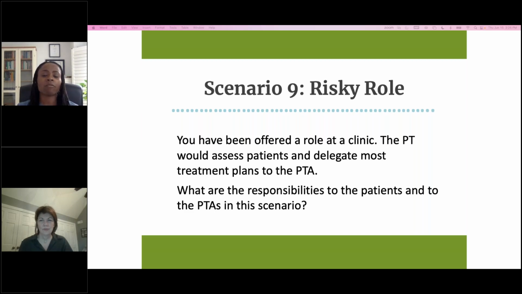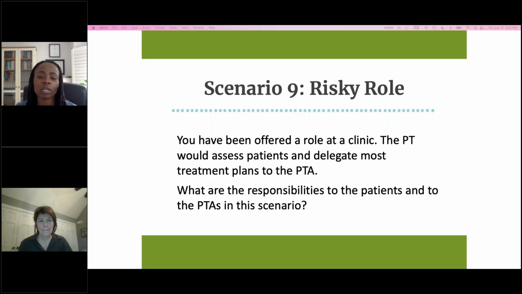So this is where, again, we're going to be taking a look at that. What is the PTA's competency level? In order for them to ensure that they're able to actually carry out this treatment plan that's been developed for the patient, the PT needs to ensure that if the PTA needs any additional training before carrying out the plan, that this is done with the PTA.